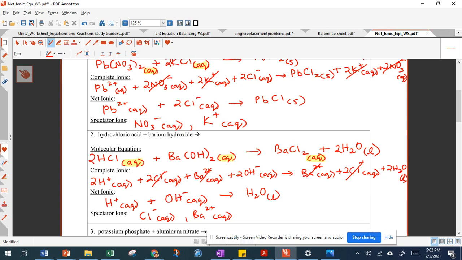So I want you to try these for homework. There's a front and a back to this sheet. If you're having trouble with this, please make sure you sign up for a tutorial.